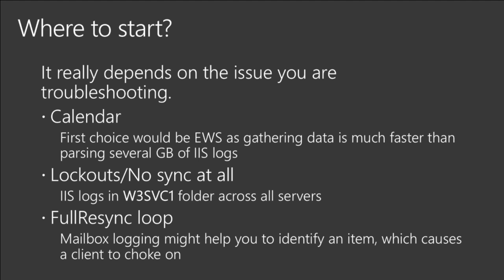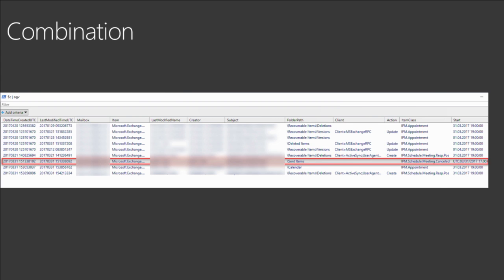For the failed authentication, think about this: it's the front end, but then you have to do it across all the servers, depending on your settings, but most likely across all the servers, because you never know where the request is coming in. Full resync loop, yeah, mailbox logging might be helpful, but you can also see it then in the IIS logs. Just a combination.